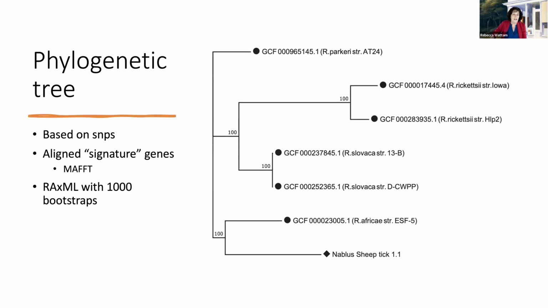They created phylogenetic trees. Now, their phylogenetic trees were based on SNPs. They aligned signature genes. I wasn't sure which those genes were because the article didn't go into that much detail, or how many SNPs there were. And they built trees with RAxML.